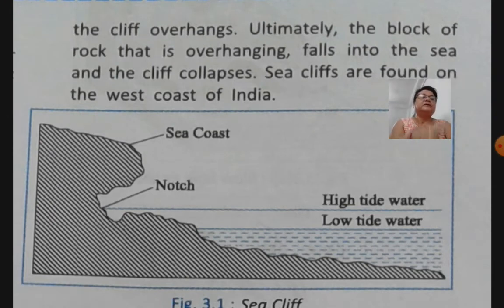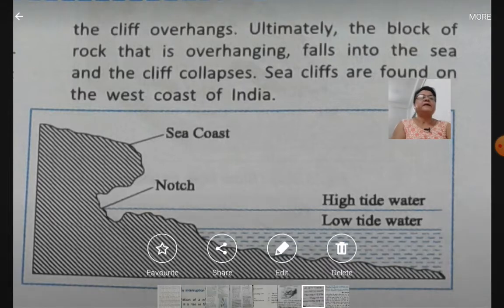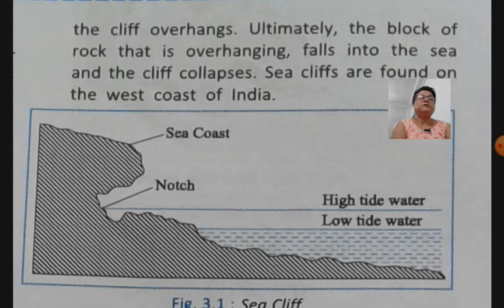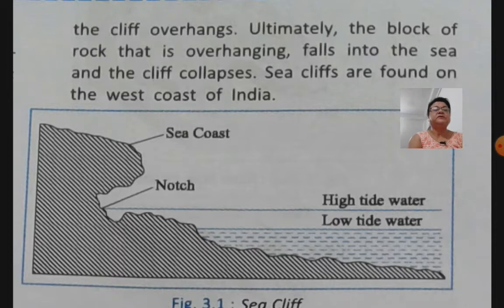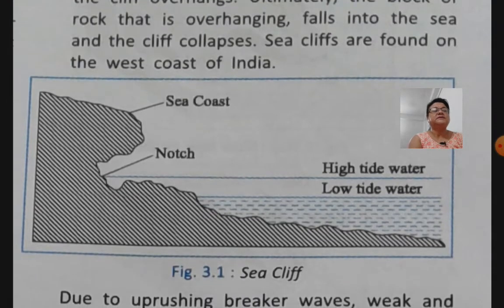overhangs. यहाँ नक्सामा जस्तो छ त्यस्तो माथिबाट ह्याङ भाग जस्तो देखिन्छ। Ultimately, the block of rock that is overhanging falls into the sea and the cliff collapses. Sea cliffs are found on the west coast of India. यहाँ नक्सा तिमीहरुको दिएको छ sea coast, notch, high tide wave, low tide wave, and this is called cliff.